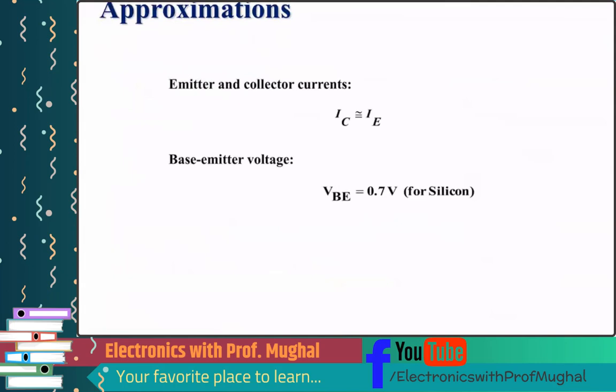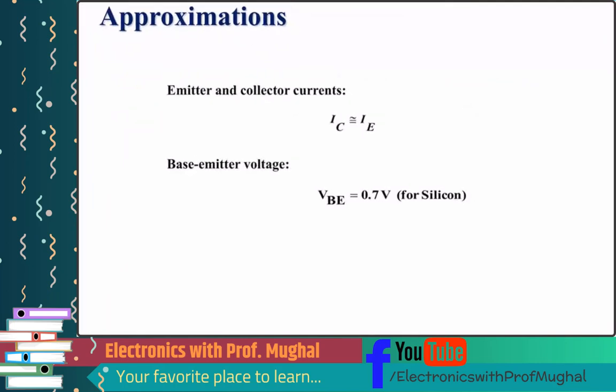Right, let's now move on to some of the facts, some of the approximations, okay? If you remember, we learned from the above slides that emitter current is going to be equal to IC plus IB, okay? We understand that IB, which is the base current, is going to be very small, okay?